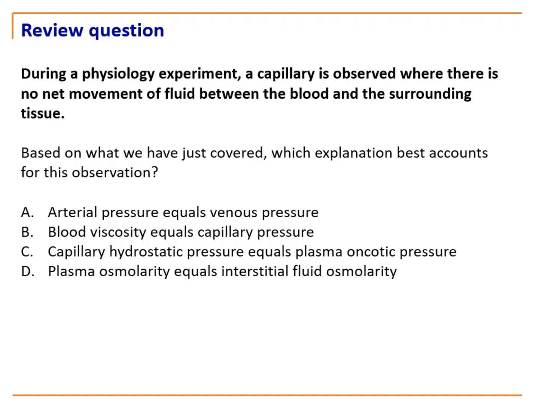Okay. During a physiology experiment, capillaries are observed where there is no net movement of fluid between the blood and the surrounding tissue. Based on today, so what we just covered, which explanation best accounts for this observation? So A, B, C, or D? So hopefully you said C. This is where the capillary hydrostatic pressure equals the plasma oncotic pressure. In other words, the hydrostatic pressure in the capillary, forcing fluid one way, is equal to the pulling force of proteins pulling fluid back the other way. So while there's movement, there's no net movement.